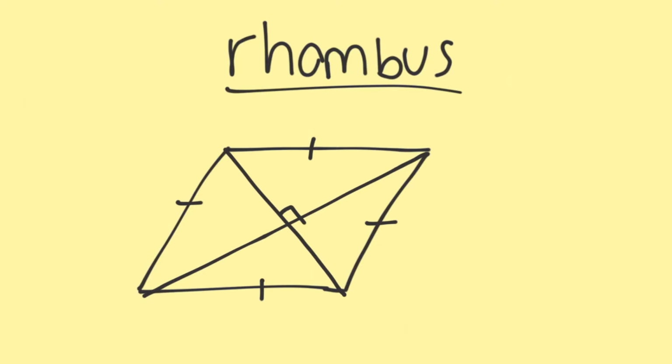So opposite angles are still congruent, but the diagonals are bisecting them, meaning this angle is going to be congruent to this angle. This angle is congruent to this angle. Same with the other two, but then also the property of parallelograms still holds true, that this angle is going to be congruent to this angle. And same with the others being congruent to each other.